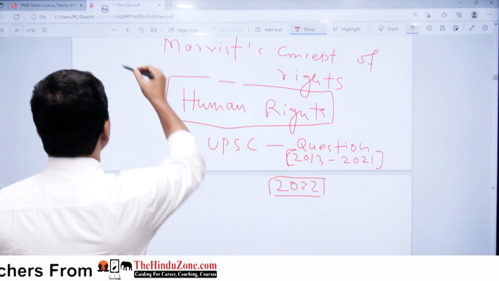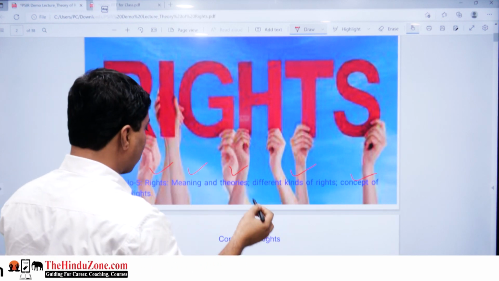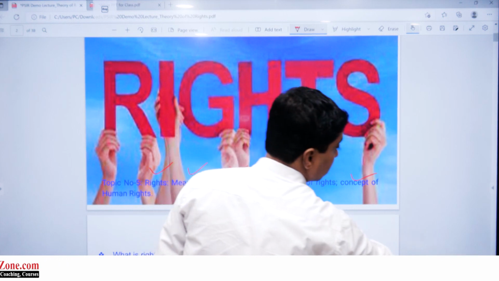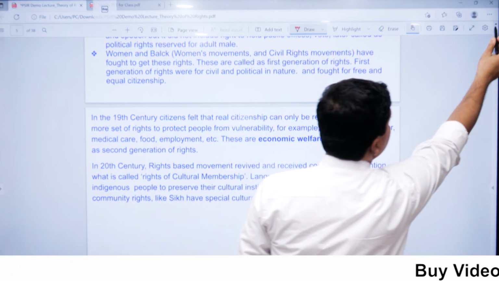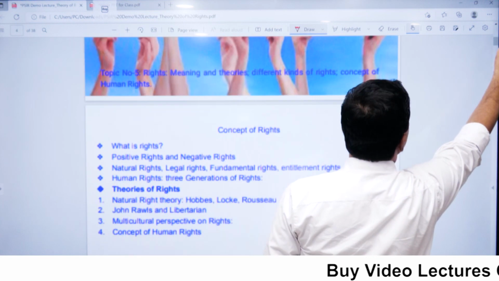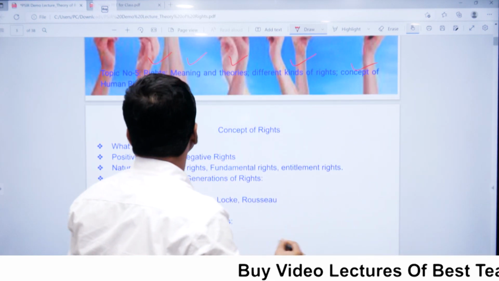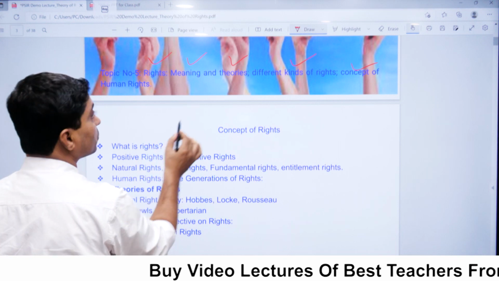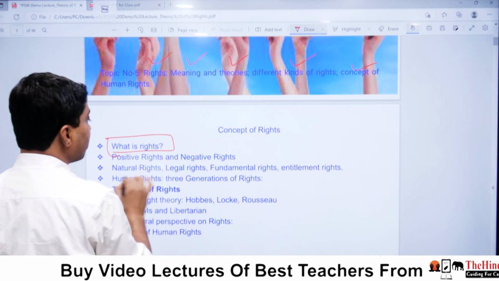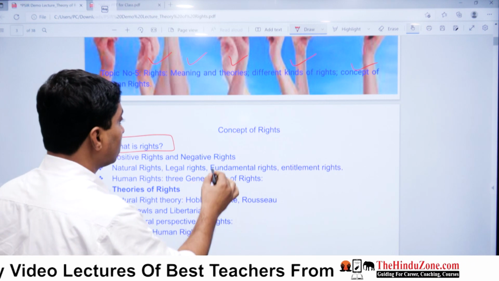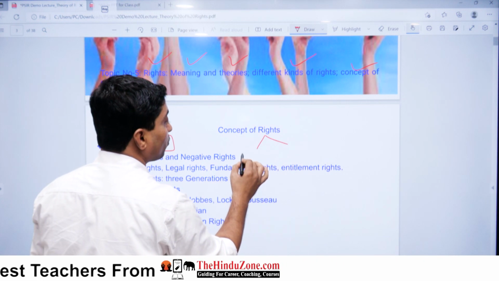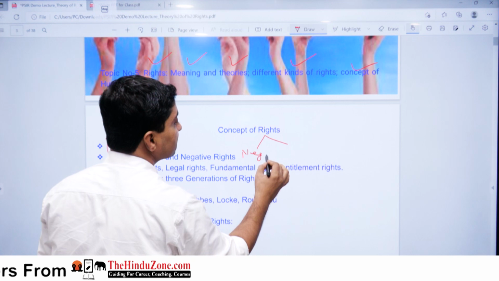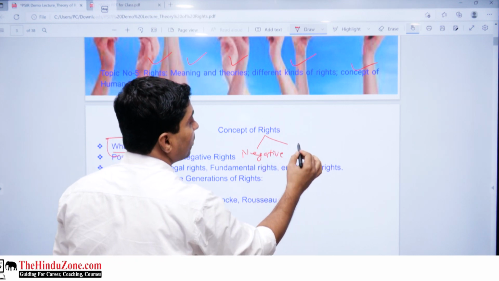Let's talk about the concept of rights. Look at the concept of rights that we need to talk about. We will talk about what is rights, and then we will also talk about the two concepts of rights, one called negative rights and one called positive rights.